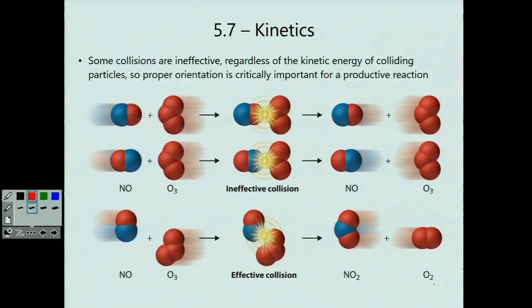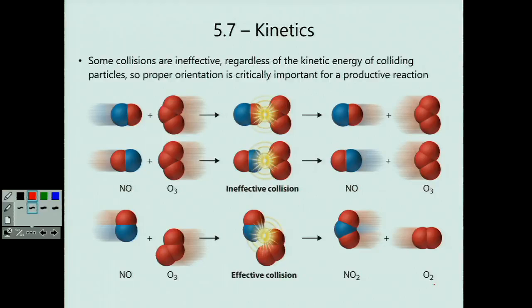So this is what I was talking about with the concept of orientation. So here you have NO molecules interacting with O3. Ultimately, the products are NO2 plus O2. So for the process to be effective, the oxygen of NO, the oxygen is typically represented by red, nitrogen, and blue. The oxygen of NO needs to collide with one of the oxygens of the ozone so that one of those oxygen atoms in ozone gets transferred over to then form NO2, right?